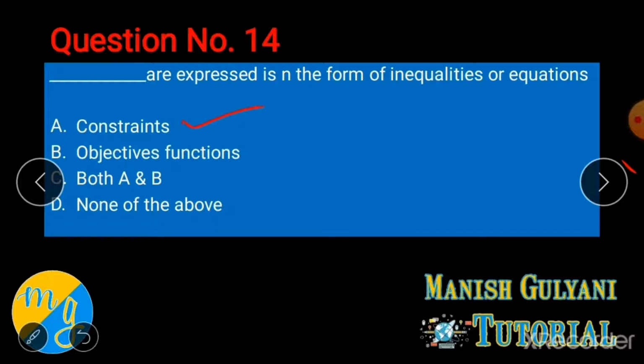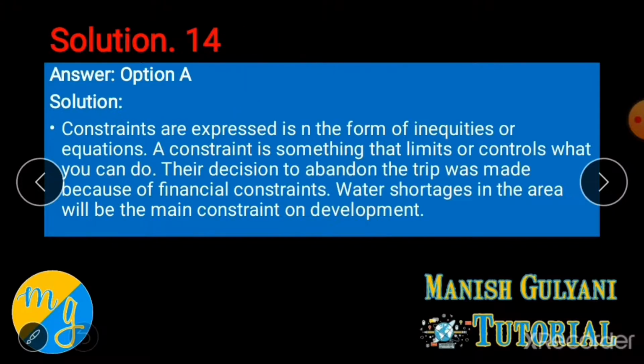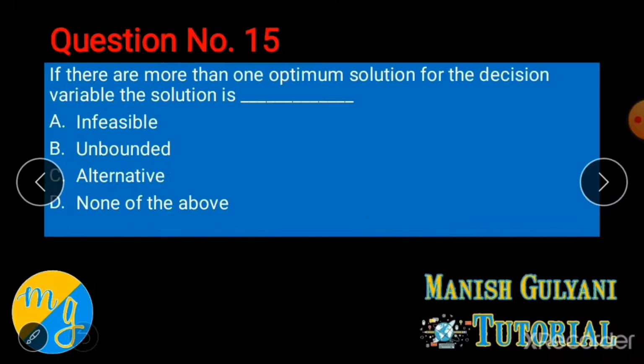Objective function is always in the form of profit or cost, but in constraints we always use less than or greater than signs. So here we are talking about inequalities or equations. So that's your constraint, and option A is your correct answer. Constraints are always expressed in the form of inequalities or equations where conditions are put.